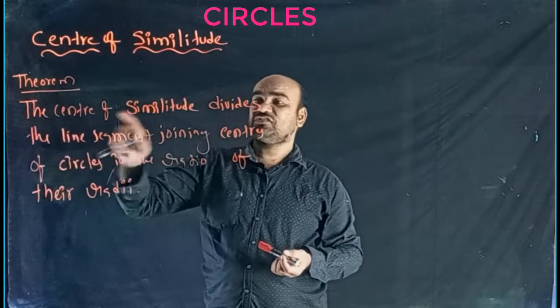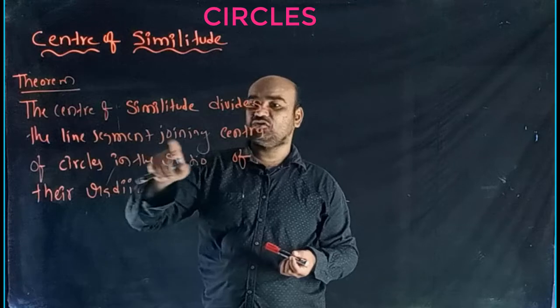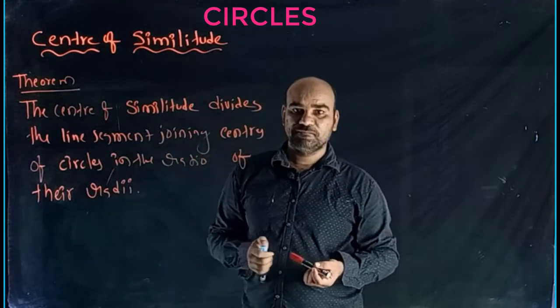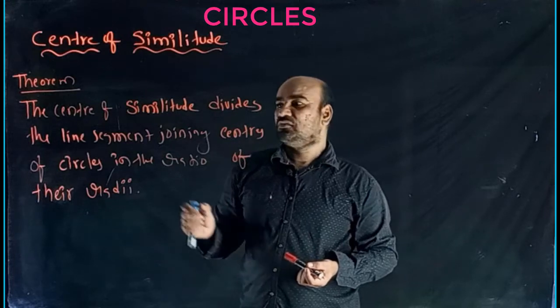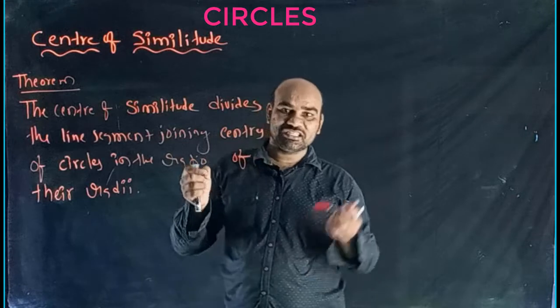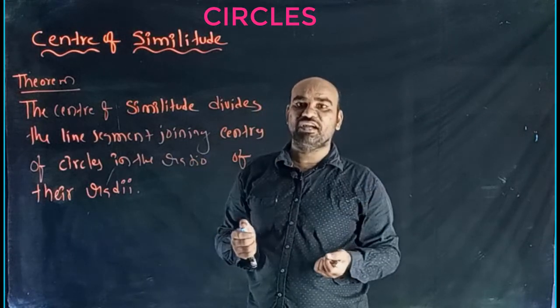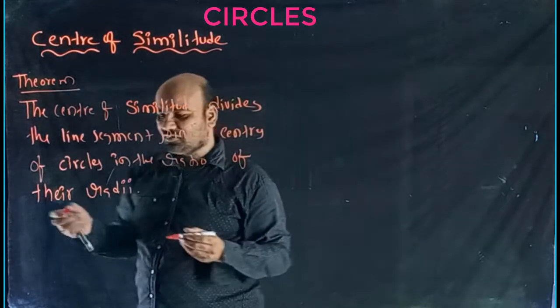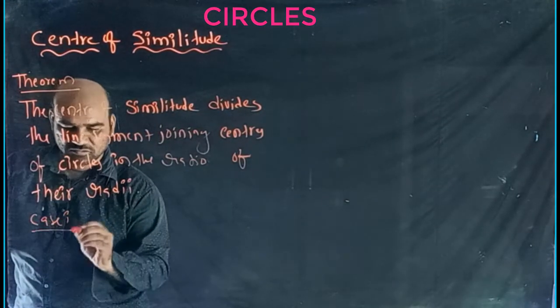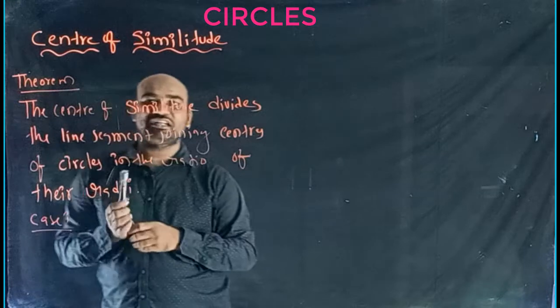Here is an important theorem regarding center of similitude. The center of similitude divides the line segment joining the centers of circles in the ratio of their radii. Internal center of similitude and external center of similitude divide the line segment joining the centers in the ratio of their radii. So one by one I will prove. First of all, case 1: I am taking internal center of similitude.